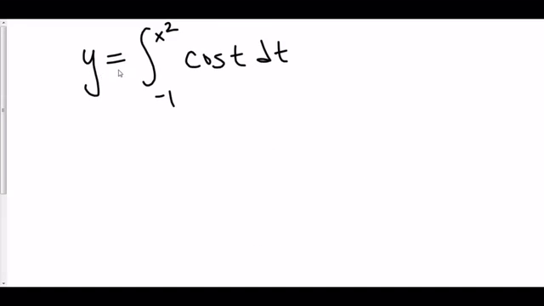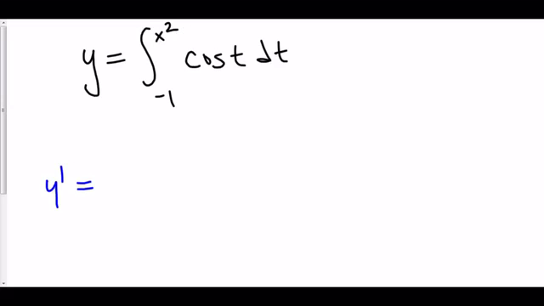We're going to let y equal the integral from -1 to x squared of cosine of t dt. Let's find the derivative of y, or in other terms, y prime. Well, that requires us to take the derivative of the integral from -1 to x squared of cosine t dt. Our constant is in the lower limit, that's good. However, our variable isn't just x.